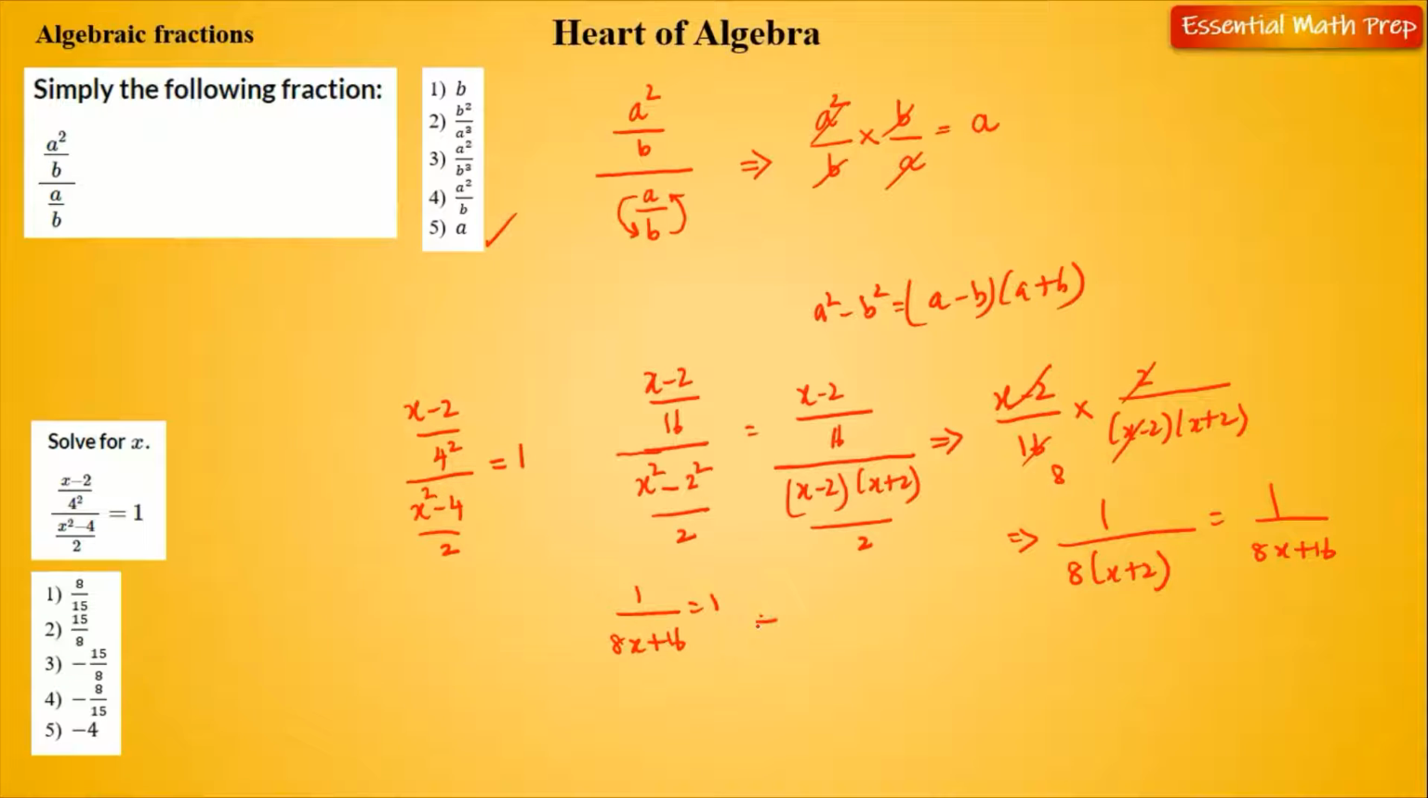So this essentially is 1 equals 8x plus 16. If you subtract 16 on both sides, we end up with negative 15 equals 8x, which implies x equals negative 15 over 8. That's the answer. Right? Very simple. Let's keep going.